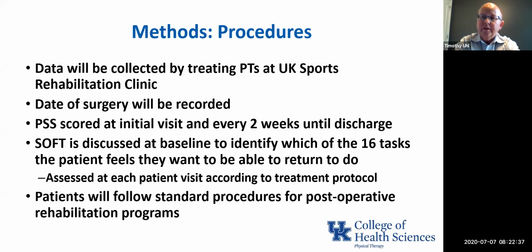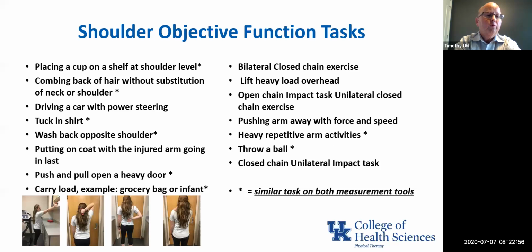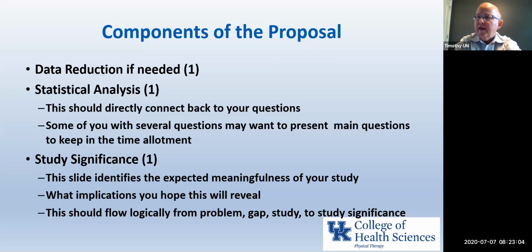So then I explained the procedures: how are we going to collect the data? What are we basically recording? How often are we recording that? And then I try to indicate that the patients aren't going to be doing any kind of intervention that's special for this. We're just going to follow their standard procedures. So that was 5 slides, I think. The shoulder objective functional test was 2 because it's new. So I was sharing that.